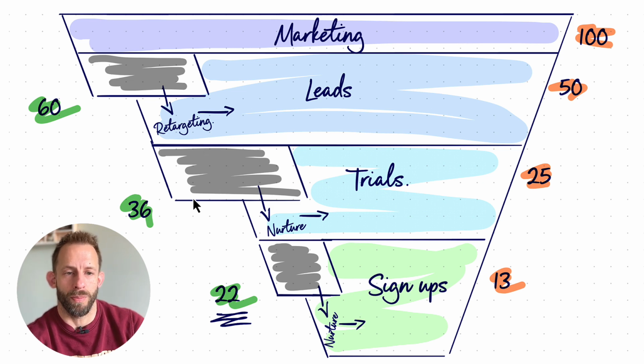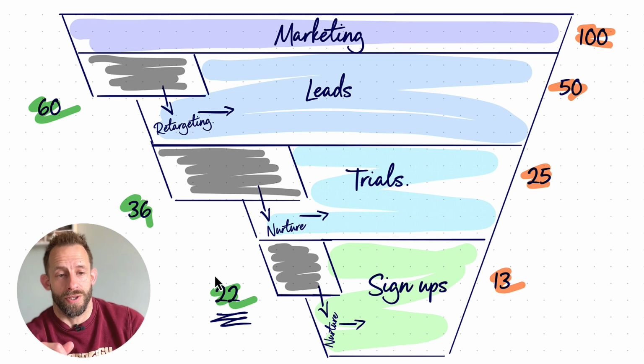Now, same thing happens. Some of those leads drop off, but rather than it be a 50% conversion, so we had 50 leads, 25 of them booked trials, we now have a 60% conversion. Okay, that is 60 to 36 trials because of all the nurture work we've done. And then the same thing, of those trials, rather than it being a 50% conversion from trial to sign up, we're now at a 60% conversion from trial to sign up, and we have 22 new students.